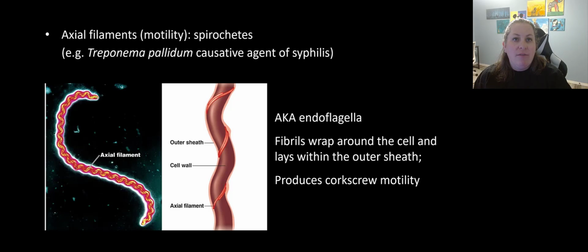These guys are found mostly on the spirochetes, like with what causes syphilis. Treponema pallidum is the causative agent. It's the bacterial name. And these guys have what we call endoflagella. These guys run inside a sheath around the bacteria, and these wrap around the cell, and they will actually help them move in that corkscrew type of structure. This allows them to move very easily through fluids.